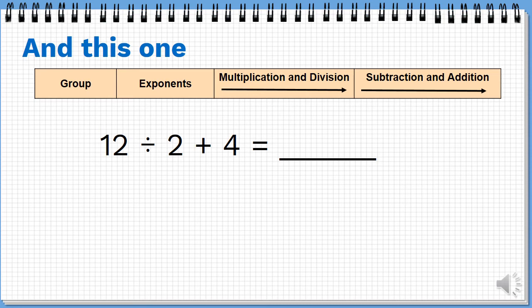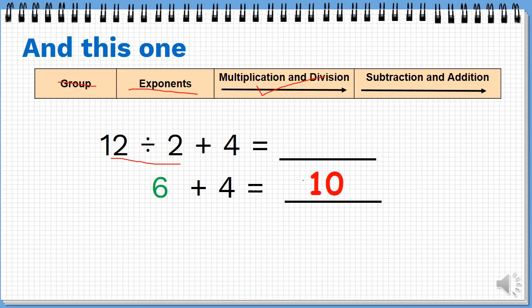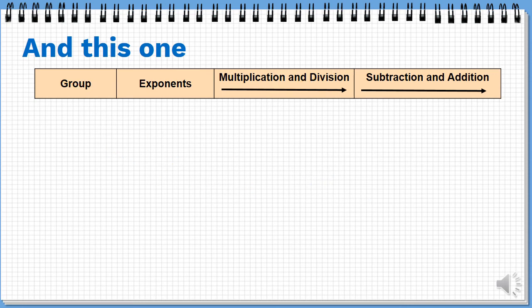All right. Do we have any groups? No, we do not. Do we have any exponents? No, we do not. Do we have multiplication and division? Yes, we do. Right here, 12 divided by 2. So we're going to do 6 there. So we finish that, and then we do subtraction and addition left to right. 6 plus 4, the answer is 10. Okay, here's another one. Try this one for yourself. Let's go.